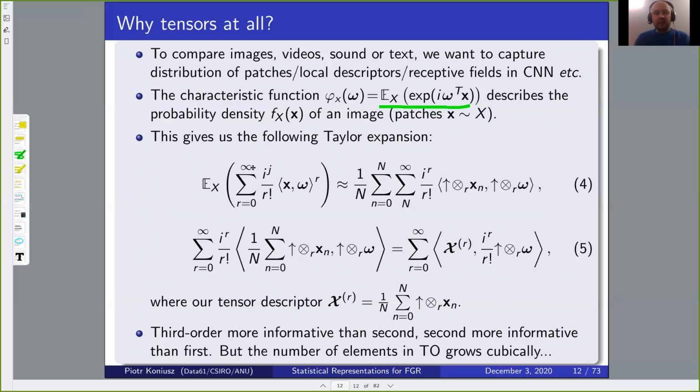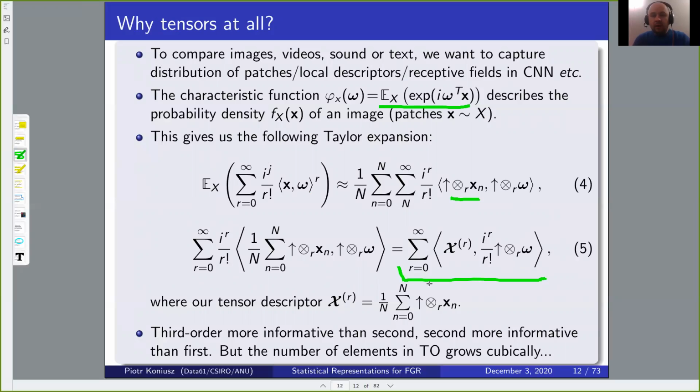So that gives us the Taylor expansion of this form over here. Of course, this is the expected value over the distribution, but in practice, we have a finite number of observations, so we can approximate it with a finite sum of this form. And as you can see here, we have those outer products of order R that appear. After crunching a bit of mathematics, we arrive at an equation over here, which is a sum of orders from 0 to infinity between tensors of order R and this outer product of the frequency vectors.